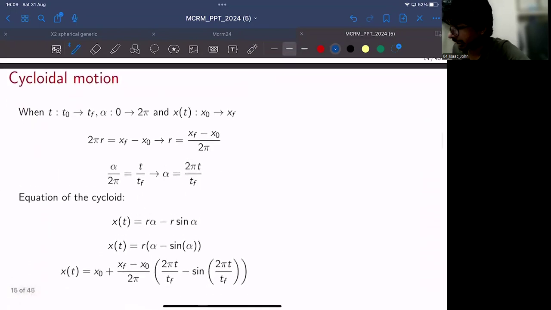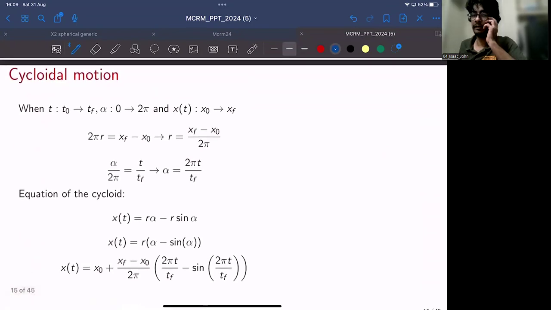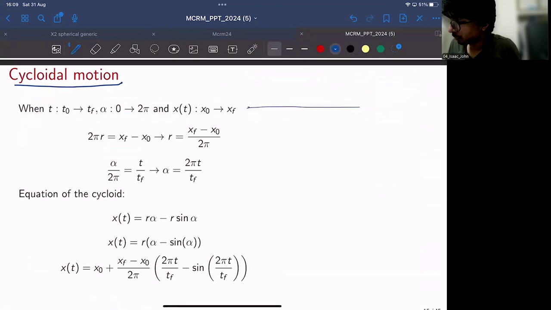Okay, so one more final trajectory planning that we would like to discuss here is what we call cycloidal motion. As you know, what basically is a cycloidal motion? If you consider a circle rolling over a straight line, the locus of a point on the circle, the trace of this point as the circle rolls on a straight line, basically describes this cycloid.